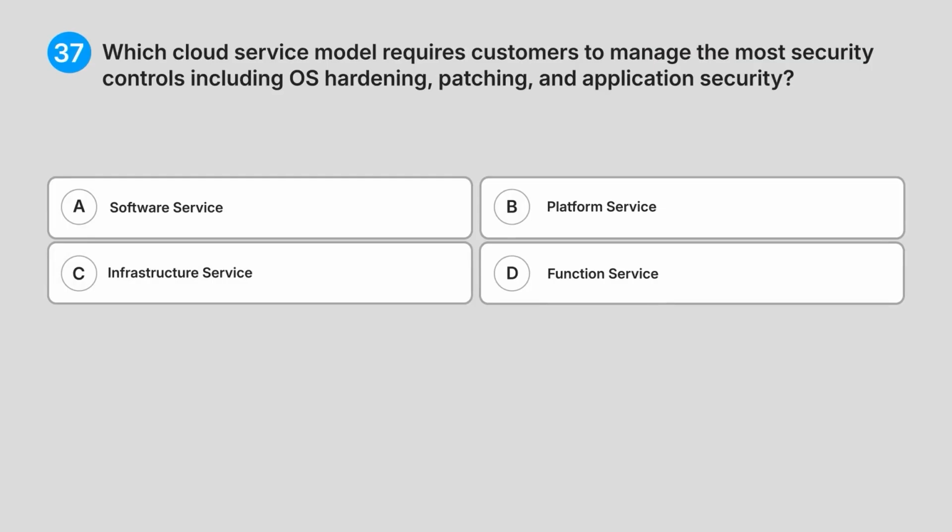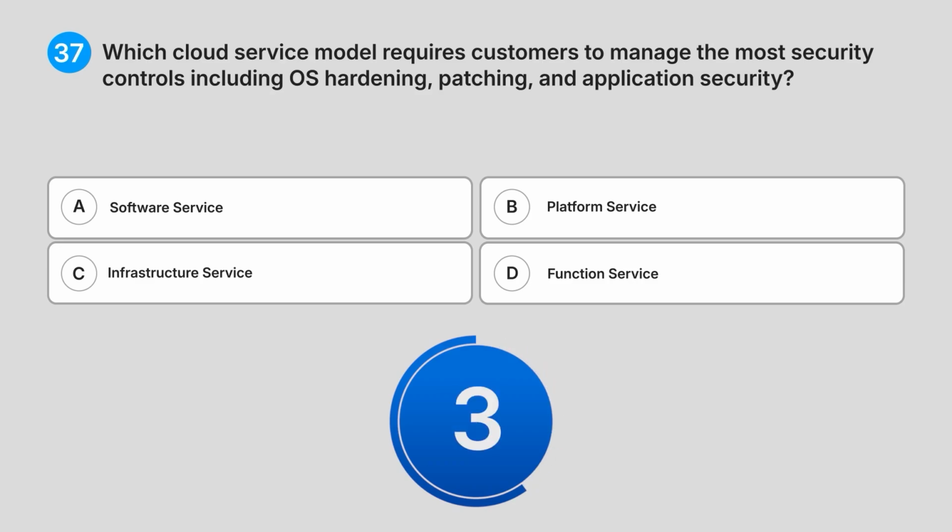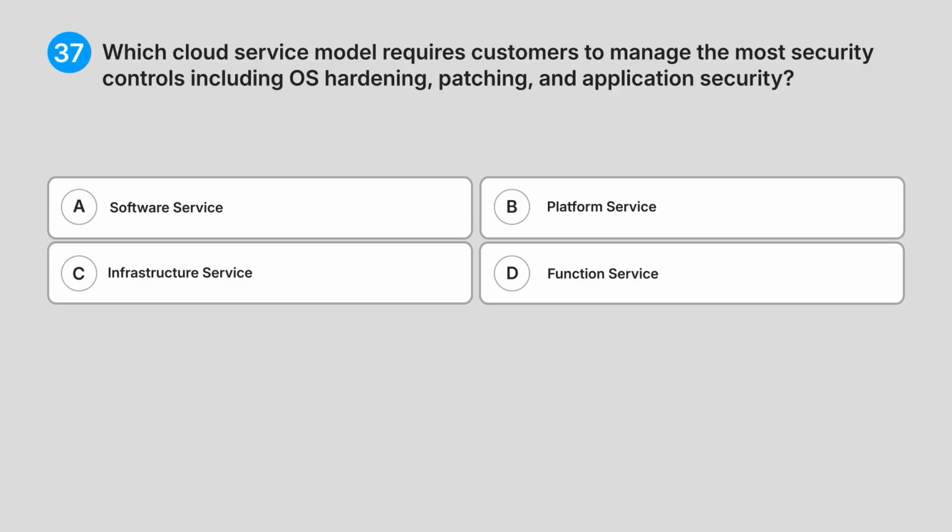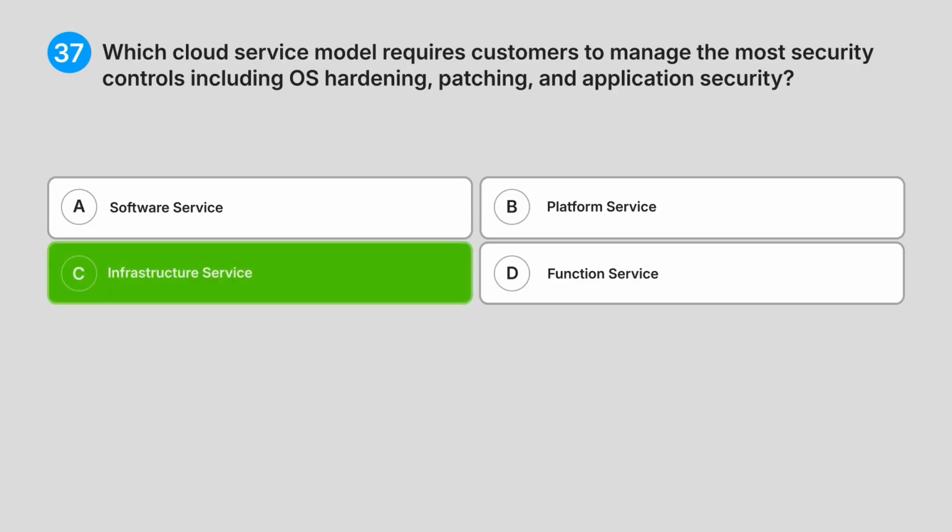37. Which cloud service model requires customers to manage the most security controls, including OS hardening, patching, and application security? A. Software as a service. B. Platform as a service. C. Infrastructure as a service. D. Function as a service. Can you guess the answer? Correct answer, C. Infrastructure as a service.